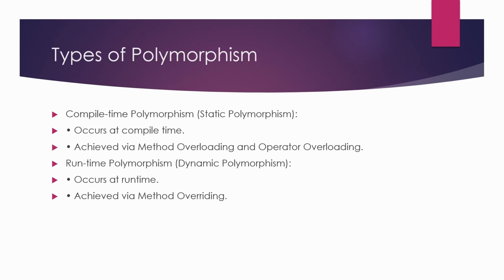There are two main types of polymorphism: compile time polymorphism and runtime polymorphism. Compile time polymorphism, also known as static polymorphism, occurs at compile time. This is achieved through method overloading and operator overloading. Runtime polymorphism, also called dynamic polymorphism, occurs during runtime and is achieved via method overriding.